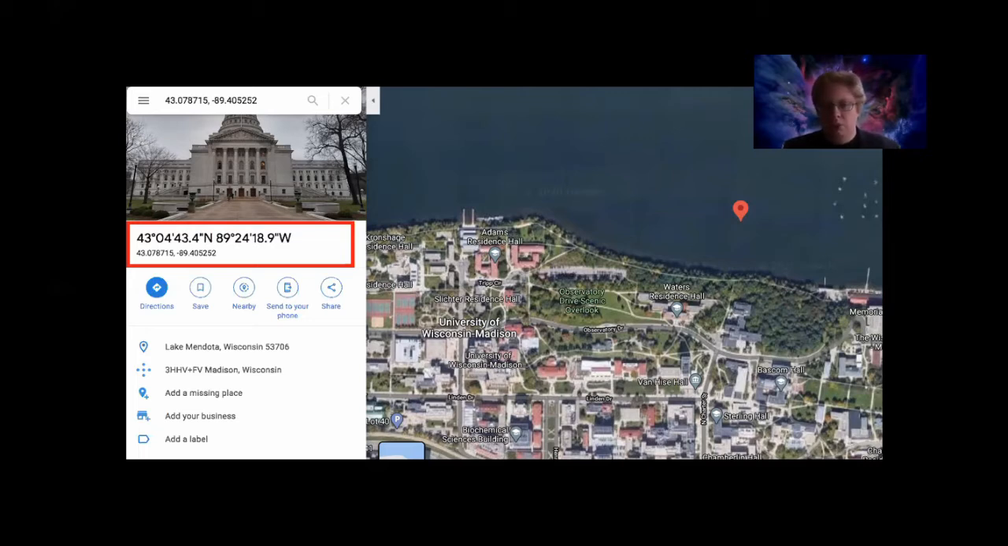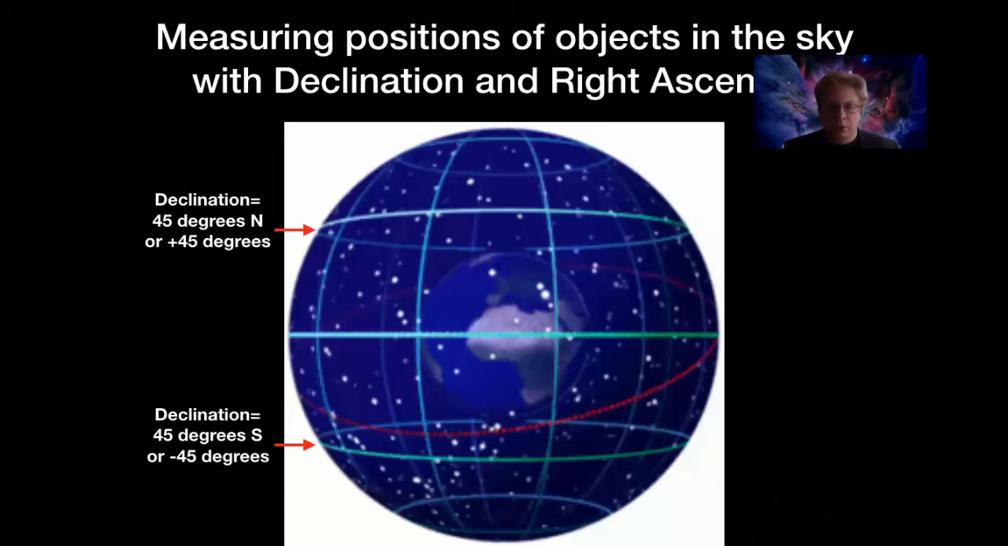And we can do this almost exactly the same way for objects in space as well. So here is the way we do it. We have this coordinate system of declination and right ascension, which is almost identical and almost exactly analogous to latitude and longitude. Declination is just like latitude. It goes up from the equator. We have the same equator in the sky as we do on the Earth. And positive declination is in the north, and negative declination is in the south.